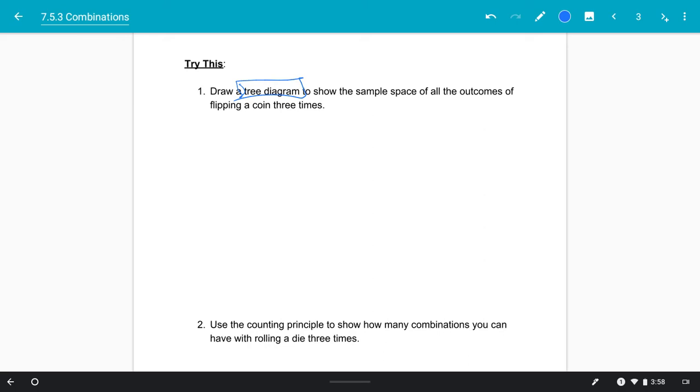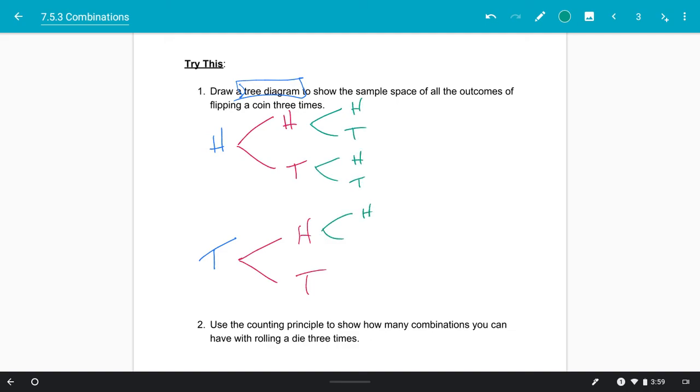So let's think about it. What are my possible outcomes for flipping a coin? Well, I could land on a head or I could land on tail. So I could have heads or tails on my first flip. Now I flip it again. So if I had landed on heads, the second flip would have been heads or tails. If I had landed on tails for the first flip, the second flip could have been heads or tails. And then we can do this one more time for our third flip, that we could get heads or tails, heads or tails, heads or tails, and then heads or tails.